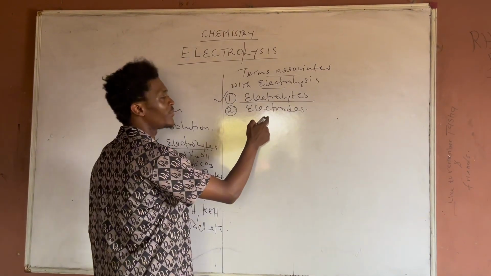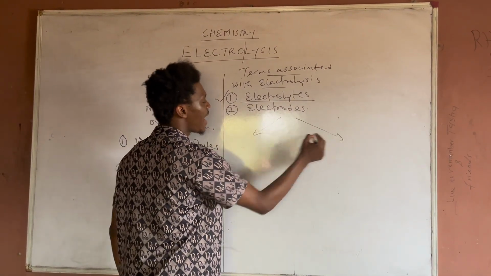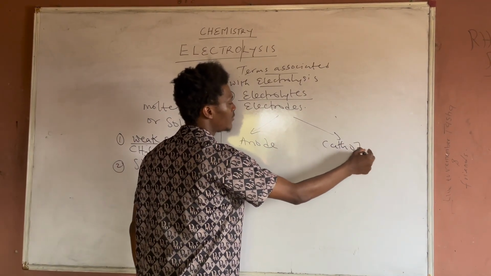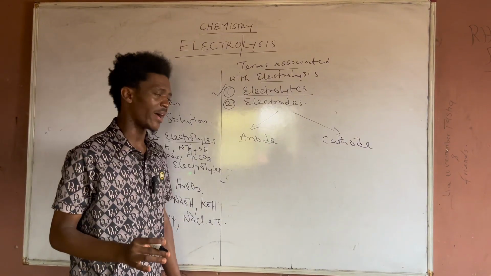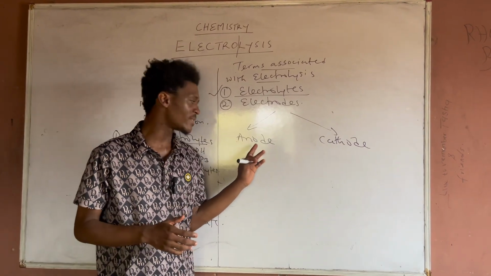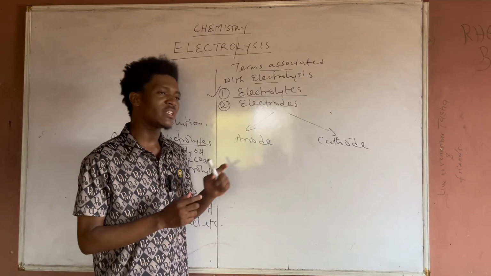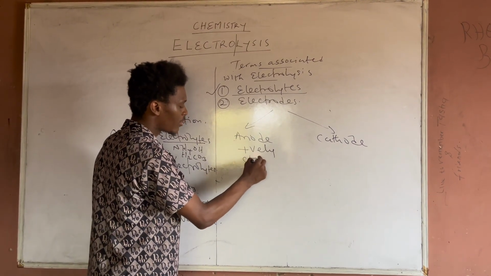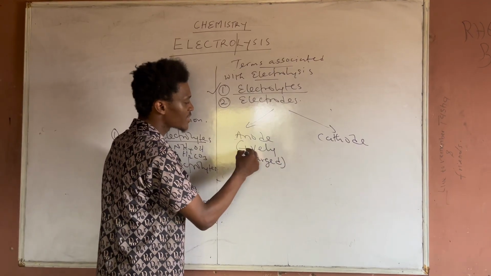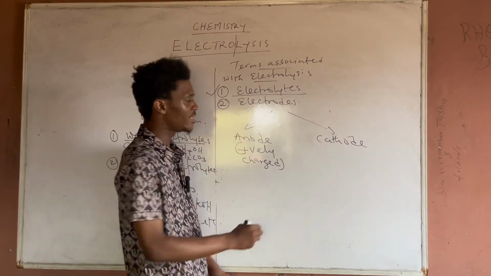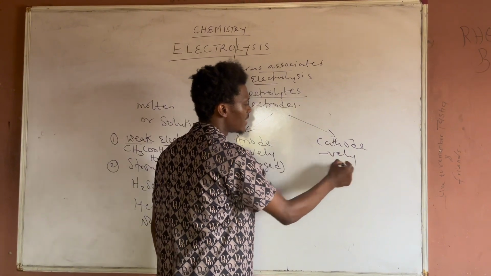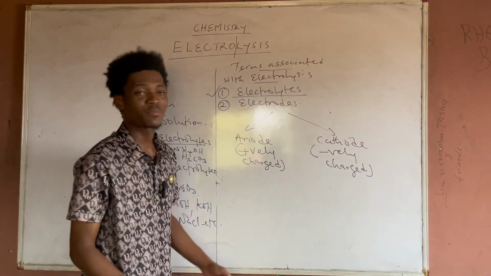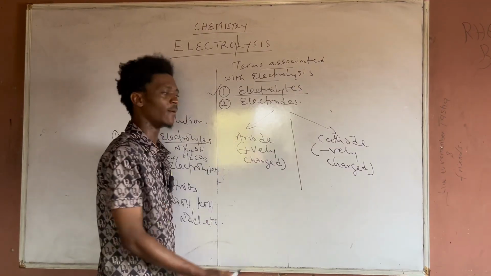And we have two kinds of electrodes. What are they? We have the anode and we have the cathode. Now, looking at anode, anode is called the positively charged electrode. Then cathode is the negatively charged electrode.